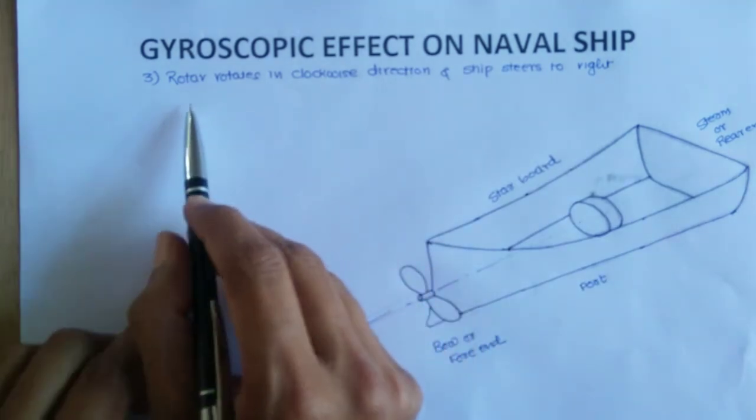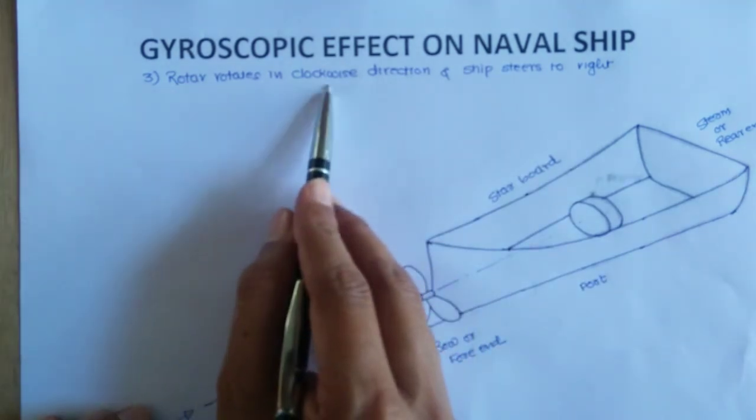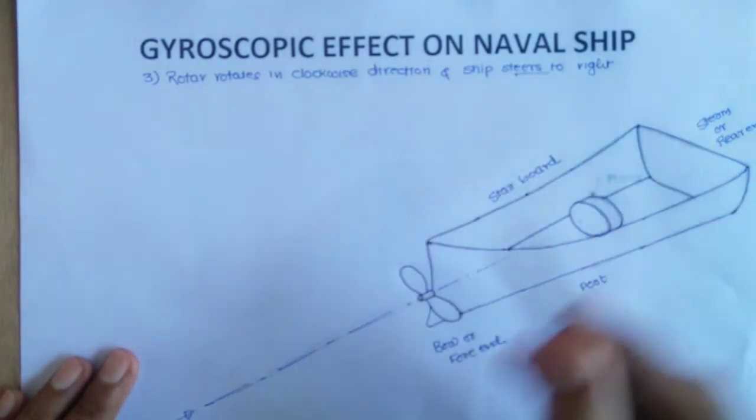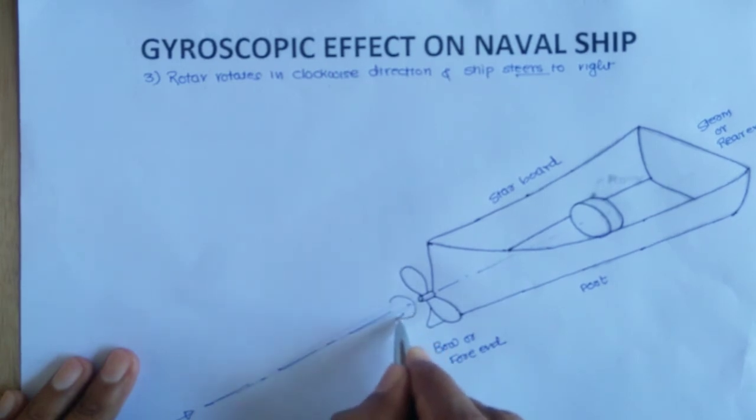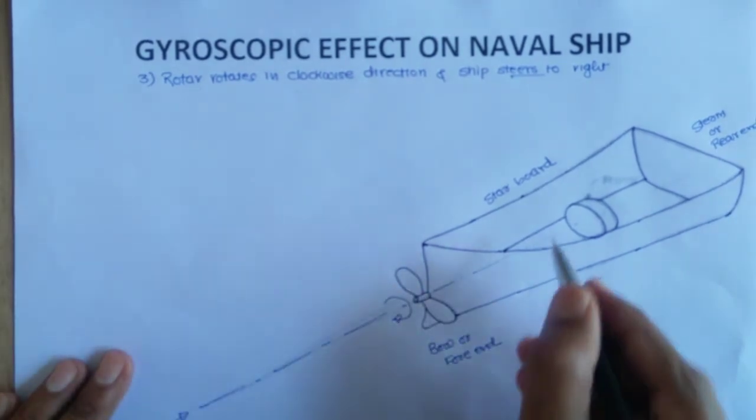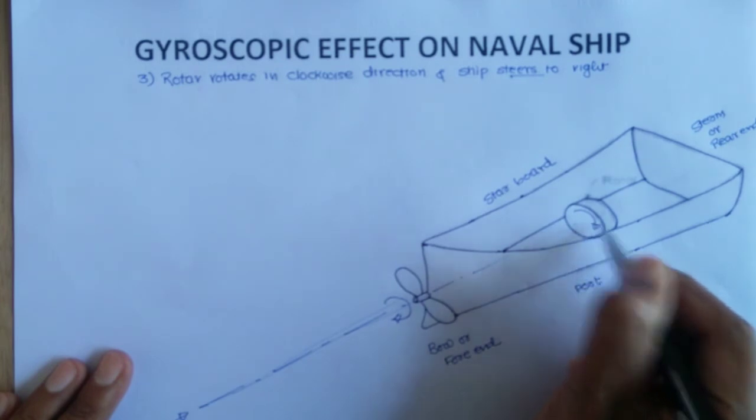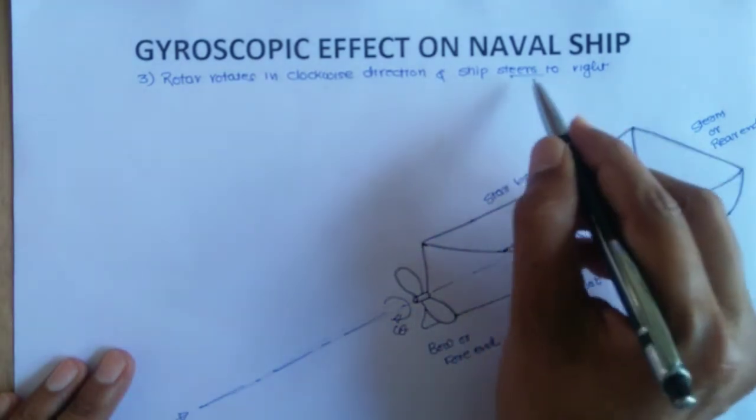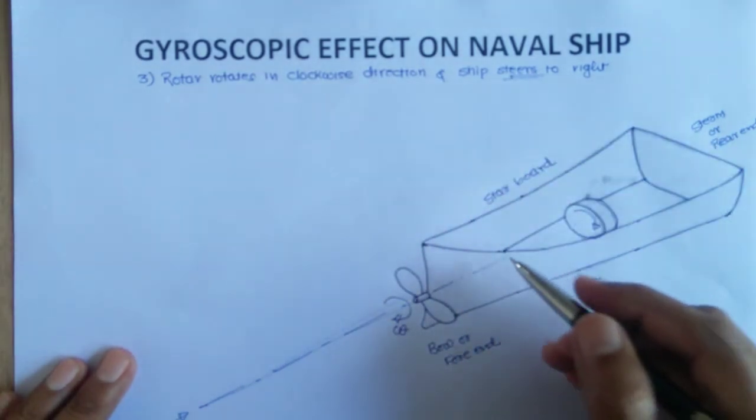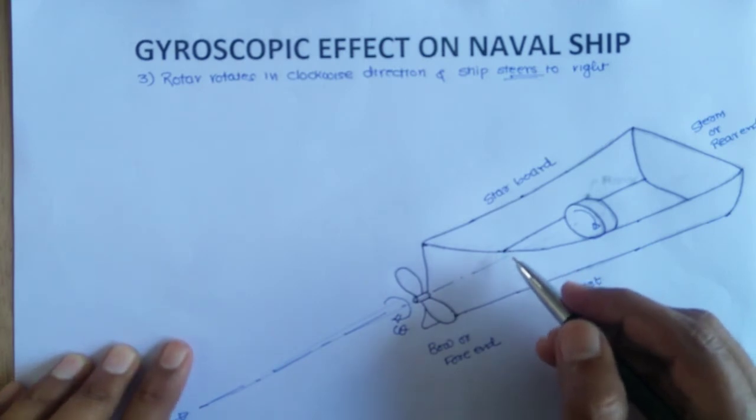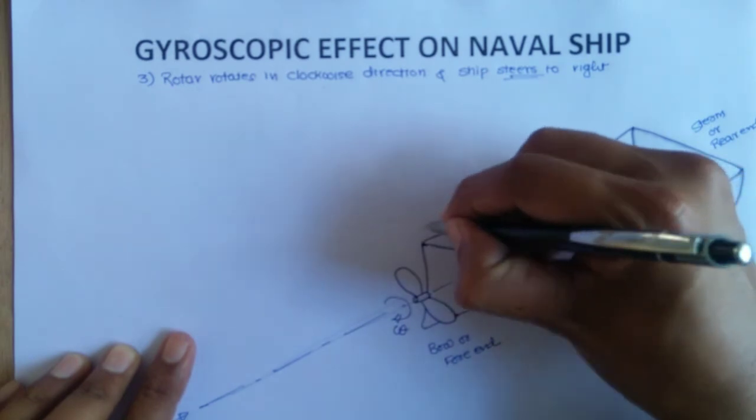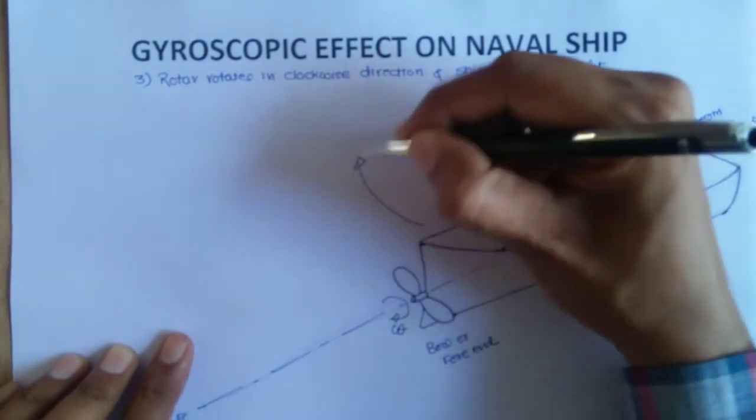Here the third case is rotor rotates in clockwise direction when we see from this end and ship steers to the right. That means if we see from this end, then we see that our rotor is rotating in clockwise direction, with omega angular speed, and our ship steers to the right. That means our ship is taking right turn. So when we consider we are sitting inside the ship, then we see that our ship is taking right turn.